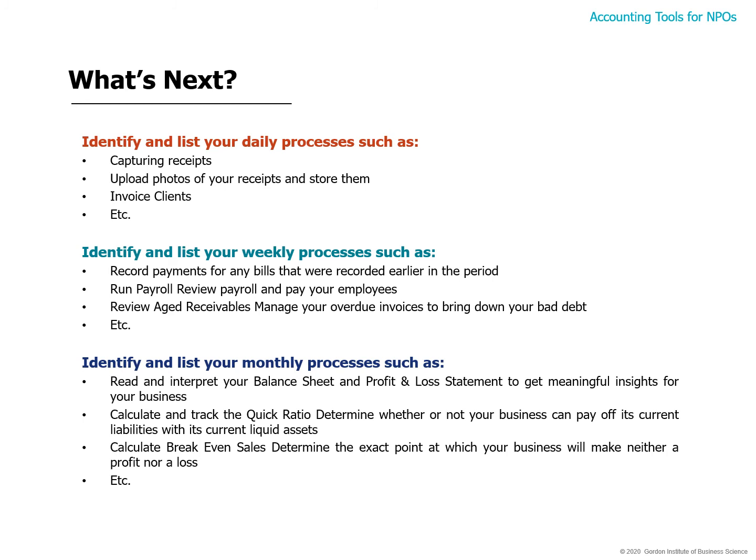So for example, there are certain things that need to be done daily. For instance, capturing your receipts, capturing your invoices, uploading photos of your receipts into the system so that you have a document trail. On a weekly basis, you want to have certain things done, such as recording payments for bills that were issued in previous months. You want to do your payroll reviews and make sure that your employees are getting paid. Some of them get paid on a weekly basis rather than a monthly basis, so you want to make sure that all your payments take place regularly.